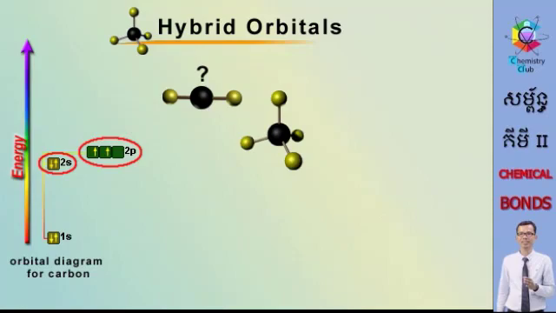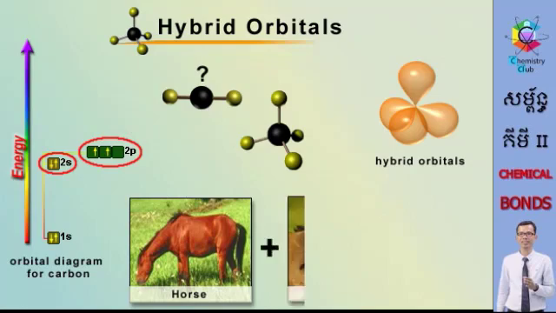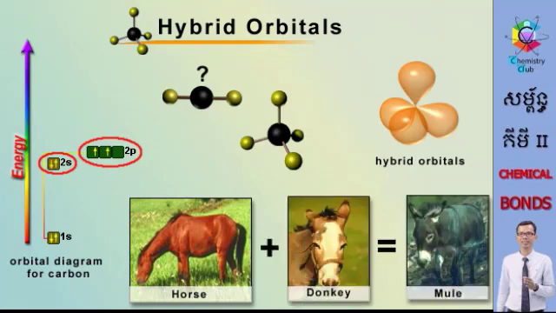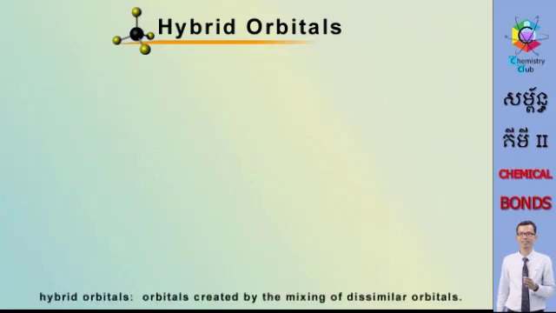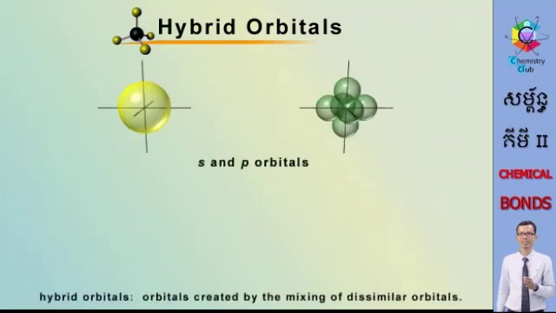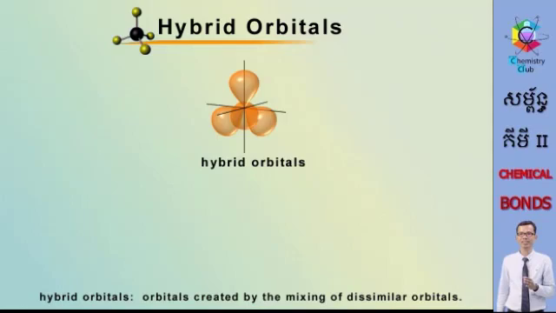To allow the creation of 4 equivalent carbon-hydrogen bonds, a new set of orbitals is created in the atom. These new orbitals are termed hybrid orbitals. Hybrid is a term that is borrowed from biology and refers to something new being created from 2 dissimilar sources. For example, when a horse is crossed with a donkey, the hybrid offspring is a mule. Hybrid orbitals are a new kind of orbital created by the mixing of s and p orbitals and occupied by the electrons from those orbitals.